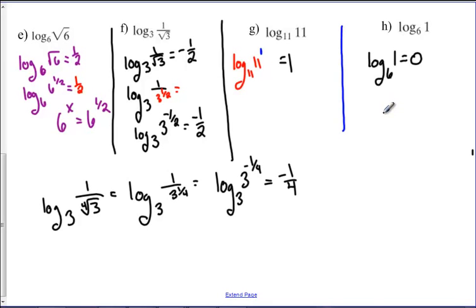We all right on this page? I know, it's thinking.